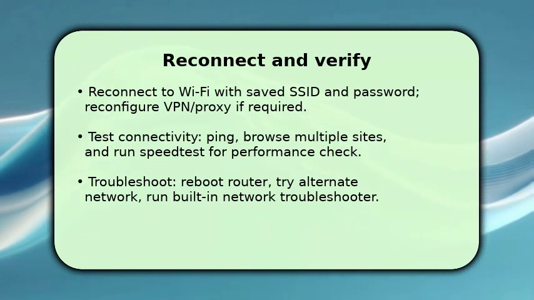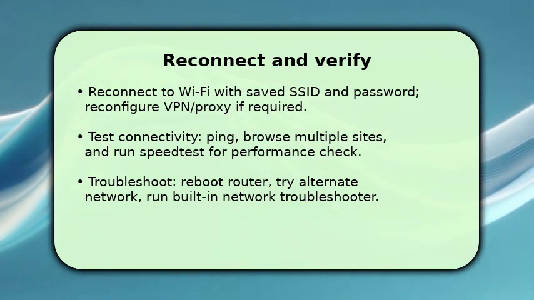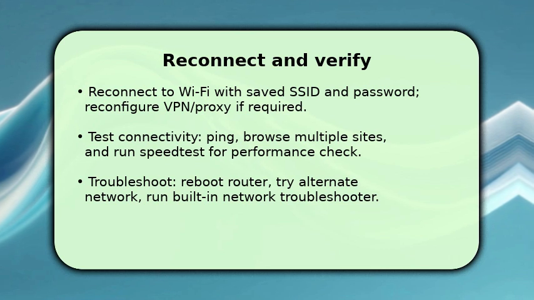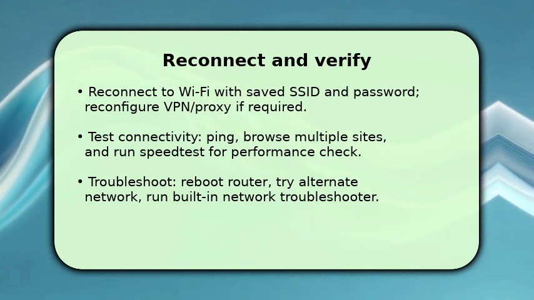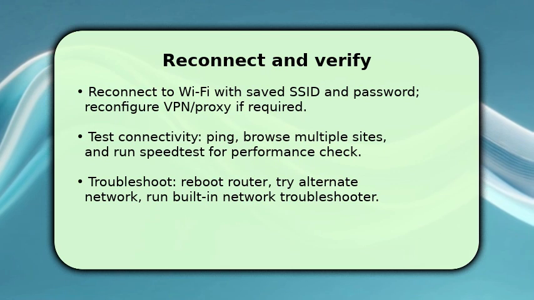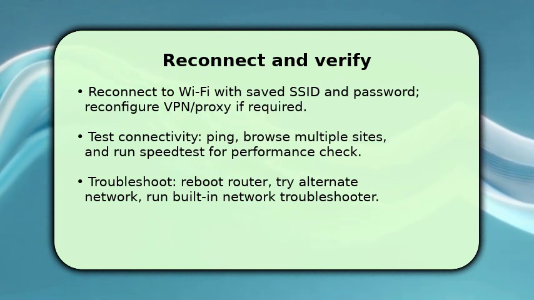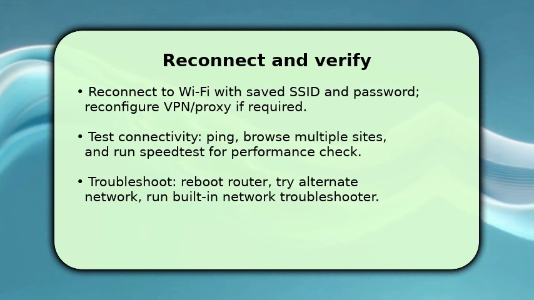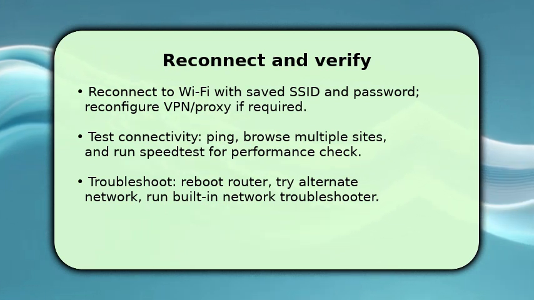You should rejoin your Wi-Fi using the SSID and password you saved, then reconfigure VPNs or proxies you noted earlier. After connecting, test connectivity by browsing several websites, running a ping to 8.8.8.8, and checking a speed test to confirm throughput.